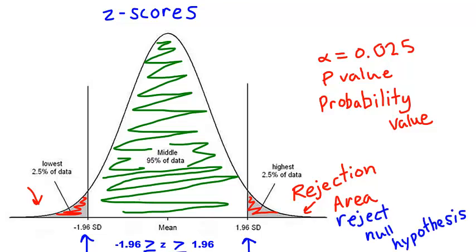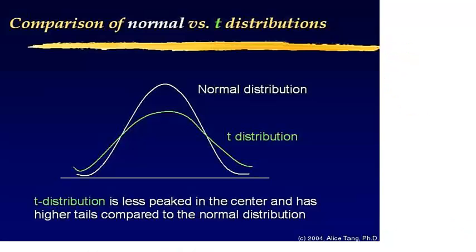So let's look at the two shaped curves, the t-distribution and the normal, and see how they're different. So the normal distribution is up here, okay, and the t-distribution is down here. It's like squished down. It's less peaked in the center and has higher tails compared to the normal distribution.